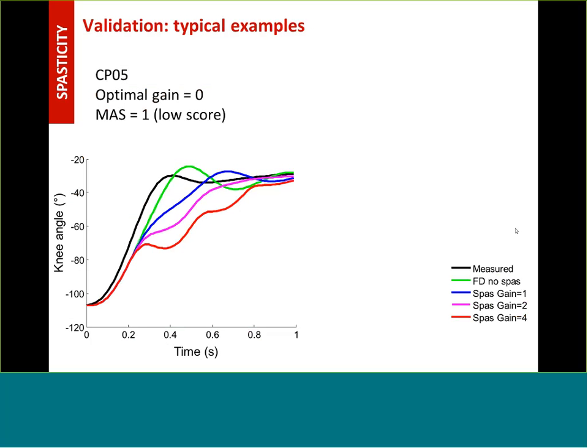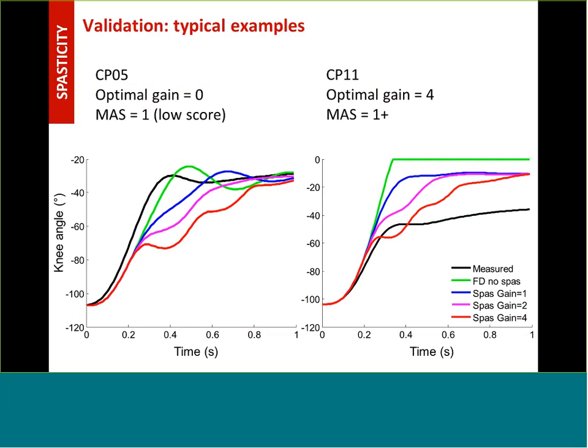Now, if we zoom in on the one CP subject, number 5, with an optimal gain of 0, indeed we saw that this child had only very mild spasticity, with a clinical spasticity score, the modified Ashworth score of 1, which is a very low score, where all others had a 1+ or a 2, meaning that there was a clear catch. In the knee angle curve for this particular subject, indeed you see that the measured data in black is best matched by the green line representing a simulation without spasticity.